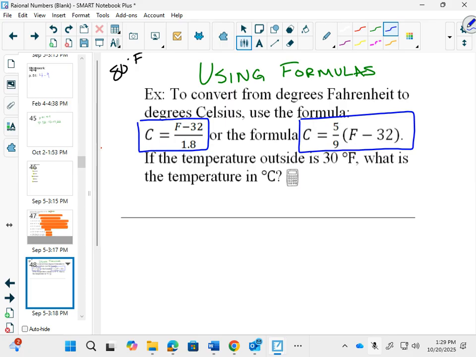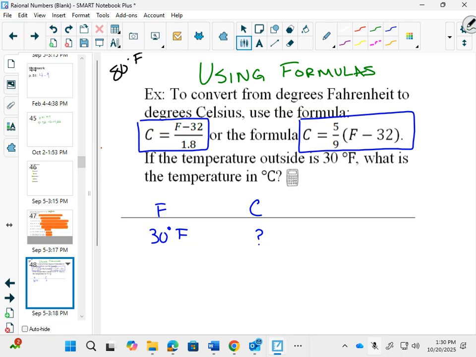So right now someone says, oh, it's 30 degrees Fahrenheit outside. What's the actual temperature? In this situation, we know the Fahrenheit, 30 degrees, and we don't know the Celsius. And there's two formulas. Actually, I'm going to give you a third formula as well in a bit. Both of these formulas are actually the same, just written in two different ways. I'm going to give you another formula as well. Right here, I'll draw it in black.